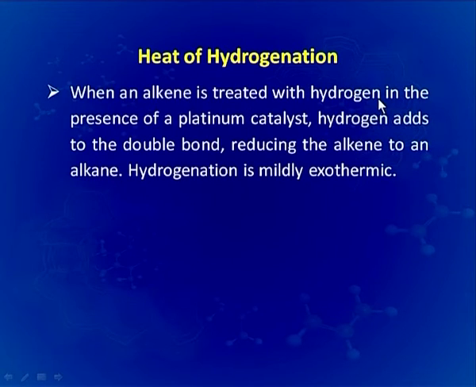When an alkene is treated with hydrogen in presence of a catalyst, say platinum catalyst, hydrogen adds to the double bond and the alkene is reduced to an alkane.